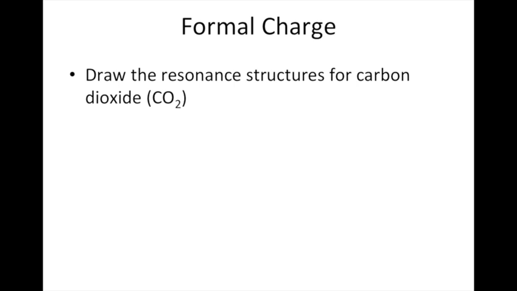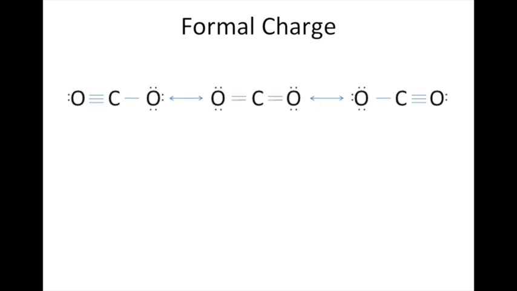Okay, so first thing, let's draw the resonance structures for carbon dioxide. So you can see those 3 structures here. Next thing, we need to calculate the formal charge on each atom in each of our resonance structures. So let's look at this first resonance structure.